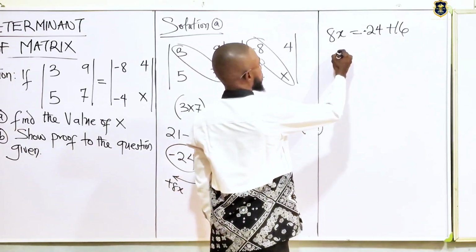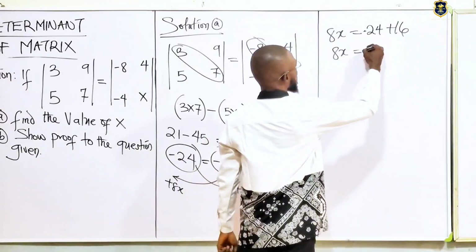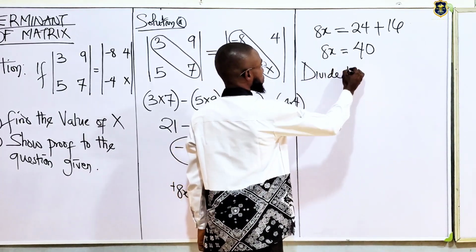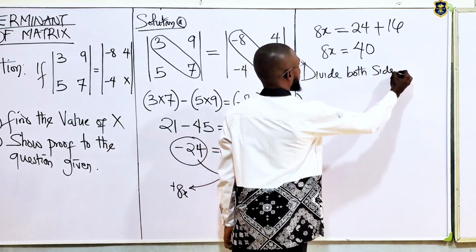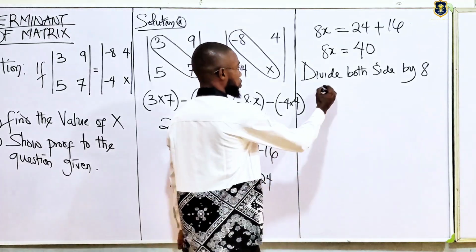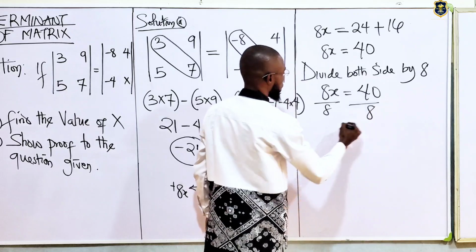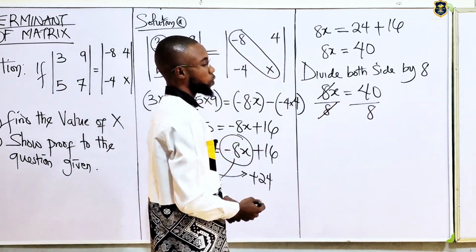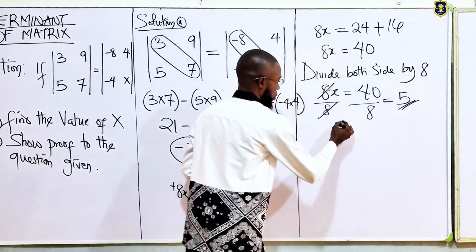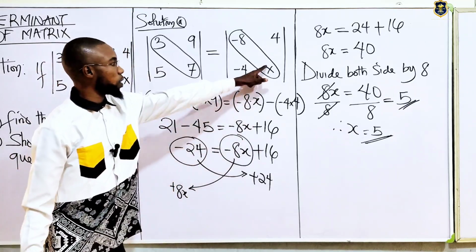So now we have 8x is equal to 24 plus 16. That should be what? That should be 40. What we do here is we divide both sides by 8. That's the coefficient of x. So it becomes 8x equal to 40, dividing both sides by 8, right? And so 40 divided by 8 should be what? 5. Therefore, x is equal to 5. You see how easy it is now. What's the value of x?